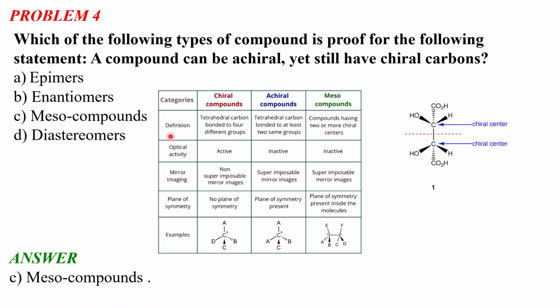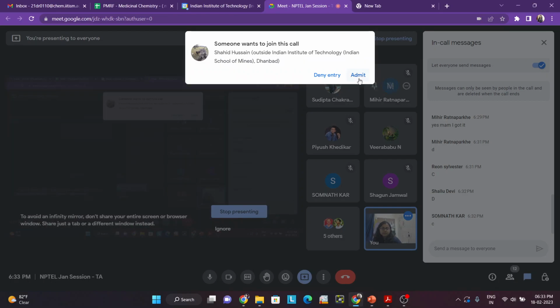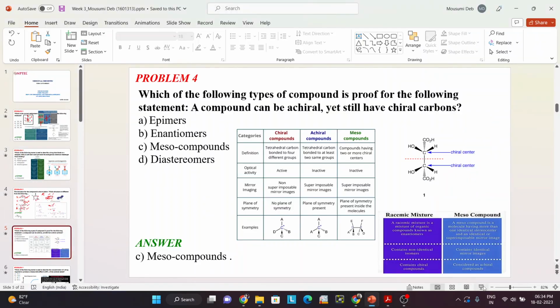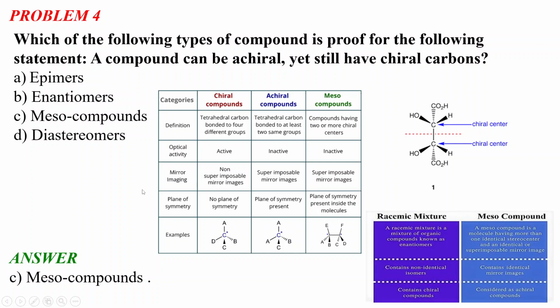So the definitions: chiral compounds have a tetrahedral carbon bonded to four different groups. Achiral compounds are those where the tetrahedral carbon is bonded to at least two same groups. And meso compounds are compounds that have two or more chiral centers. For optical activity, the chiral compounds are optically active, while the achiral and meso compounds are optically inactive. For the mirror image part, the chiral compounds have non-superimposable mirror images. Achiral compounds have superimposable mirror images, and meso compounds also have superimposable mirror images.